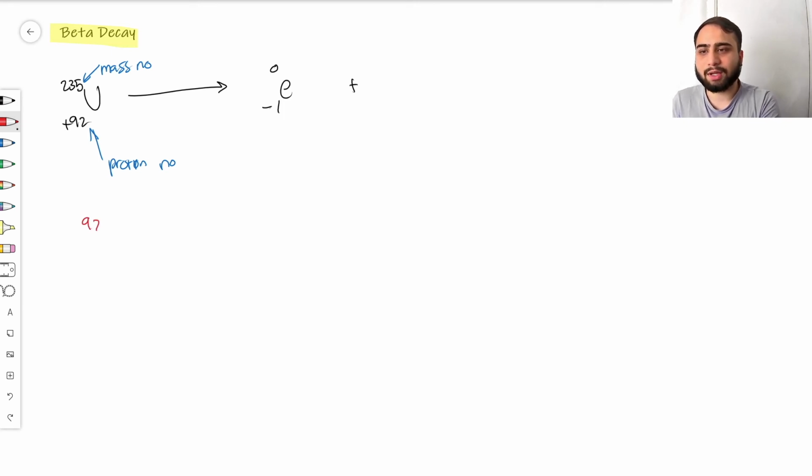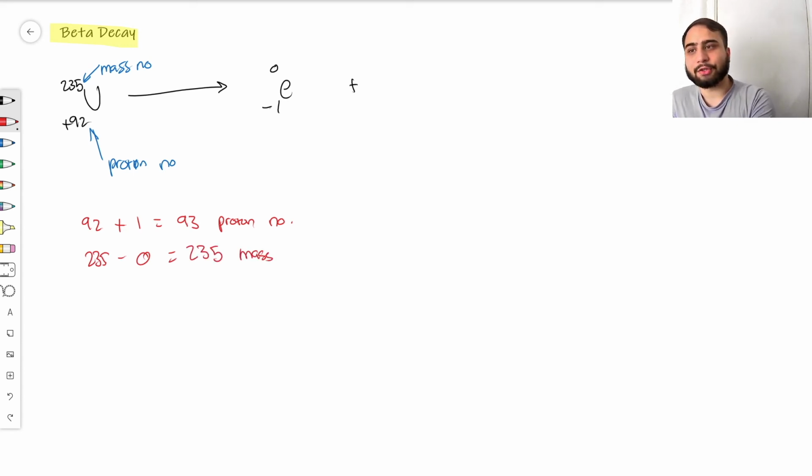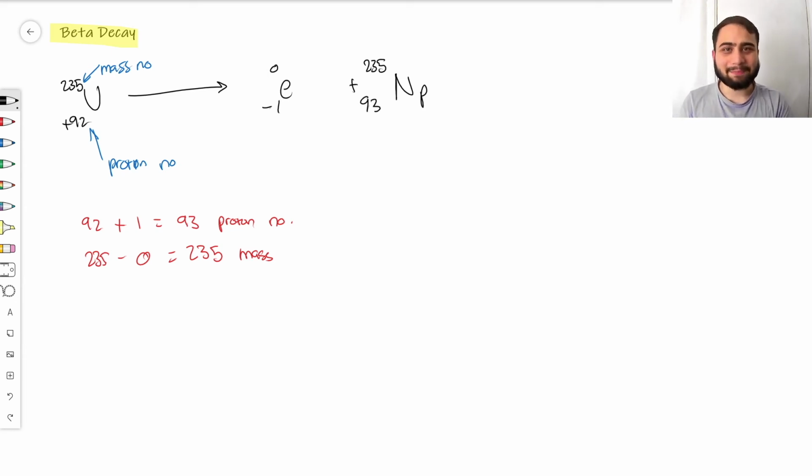Oops, let's do that all again. 92 plus 1, that ends up being 93. So that ends up being the proton number of our new element. And the mass number is just 235 minus pretty much no mass at all, which still gives us the same mass number. So that element, if we look on the periodic table, ends up being neptunium, which is 235 and 93 protons. So now you understand beta decay.